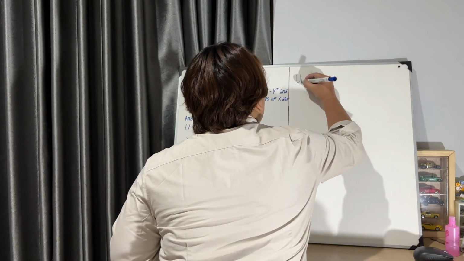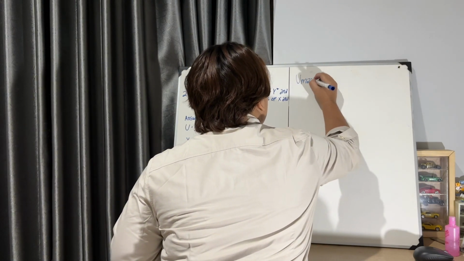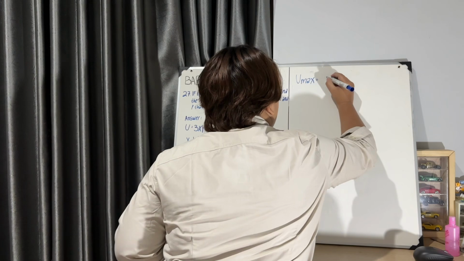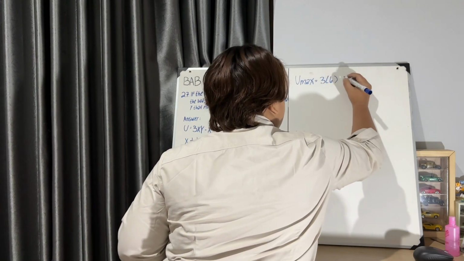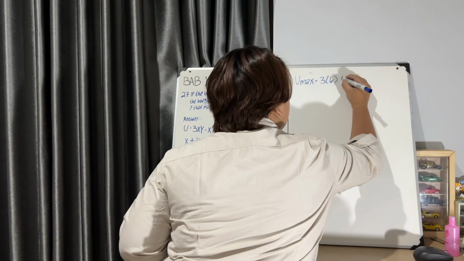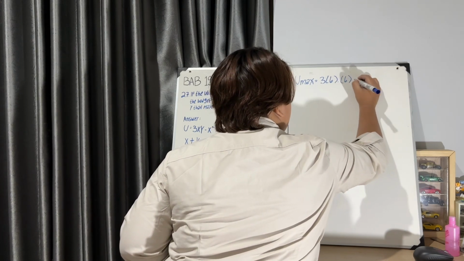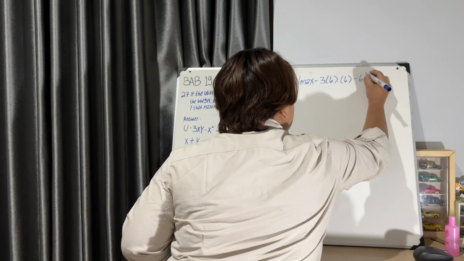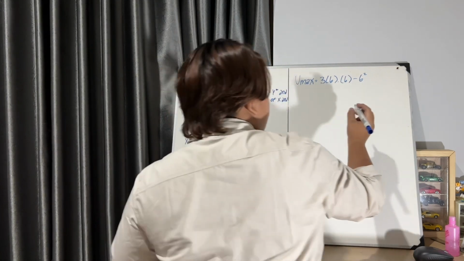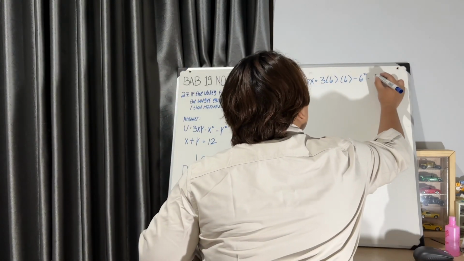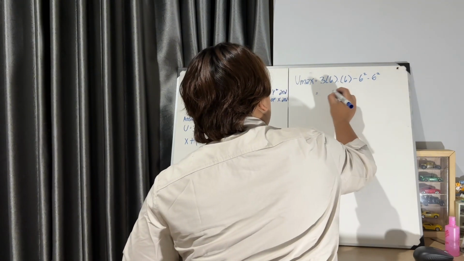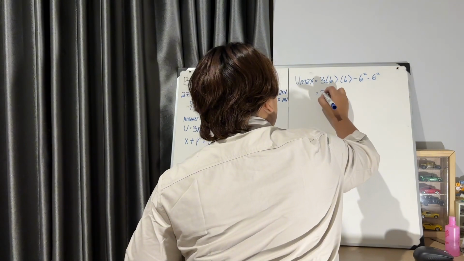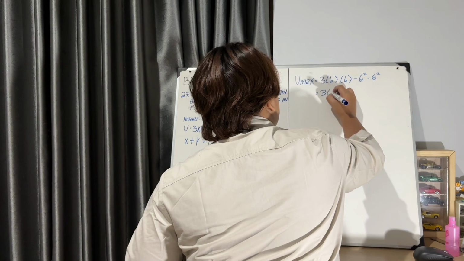Find the u max. U max is 3 times 6 times 6 minus 6 squared minus 6 squared. Final answer is 36.